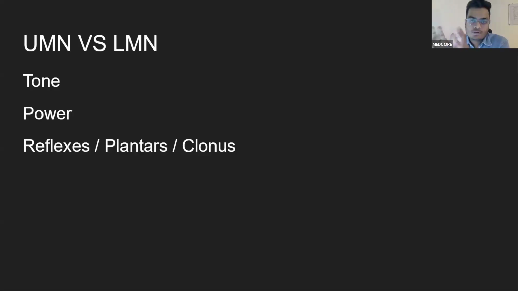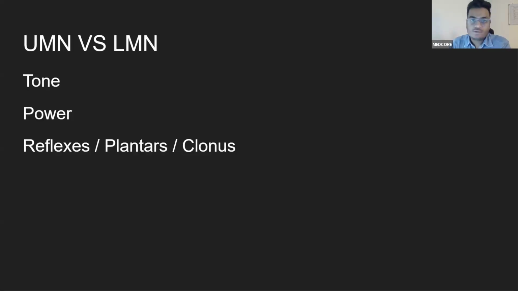But in an upper motor neuron, the power is reduced in a pyramidal weakness type of pattern, which means in the upper limb, the extensors are weaker than the flexors. And in the lower limb, the flexors are weaker than the extensors. So this pattern is called pyramidal pattern, which will be there in the upper motor neuron, but it will not be there in the lower motor neuron.